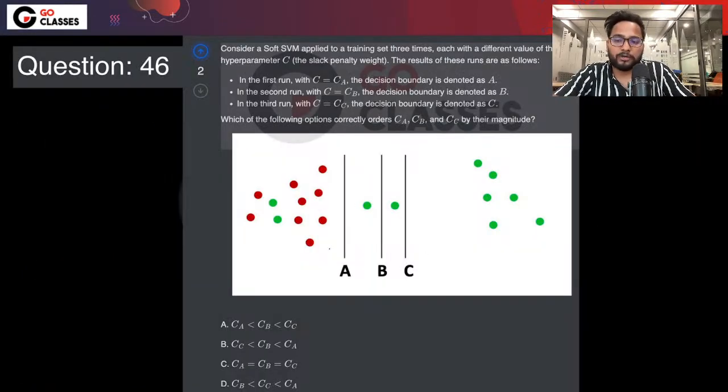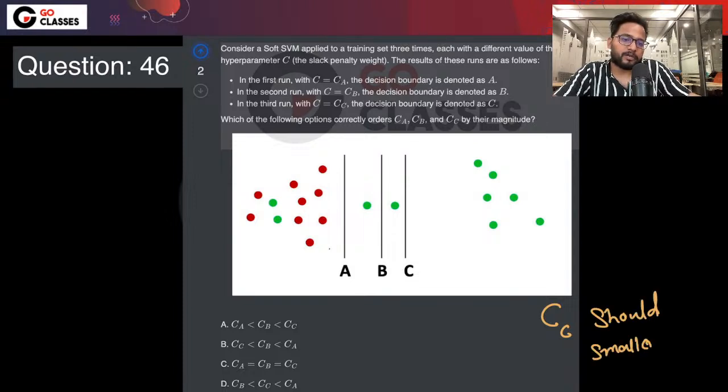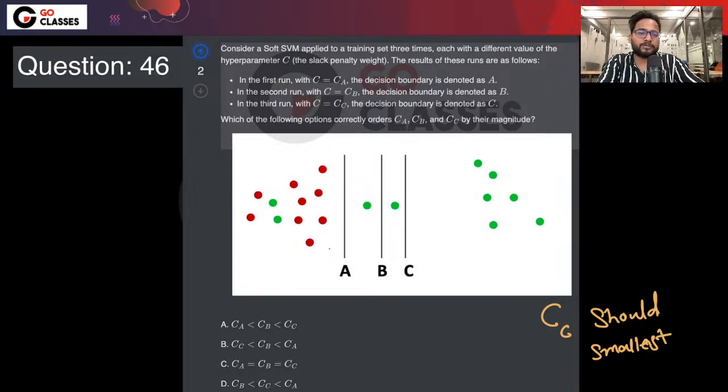Sorry, C small. So C small means we are allowing some slacks, right? Here, if this is the boundary, it means that we are allowing these two slacks. These two are slacks, so we are allowing these two even misclassified, right? So this C is allowing some slack, which means this CC should be smallest, right? Is this fine to everyone? Let me know if there is any problem in this. So CC should be smallest. This is how you can understand this particular problem.